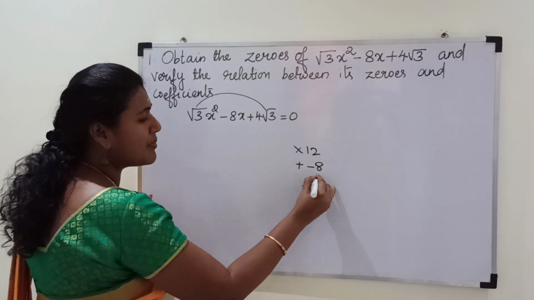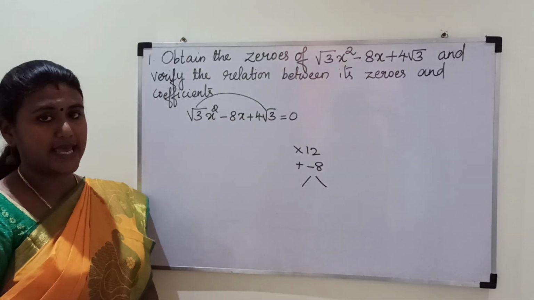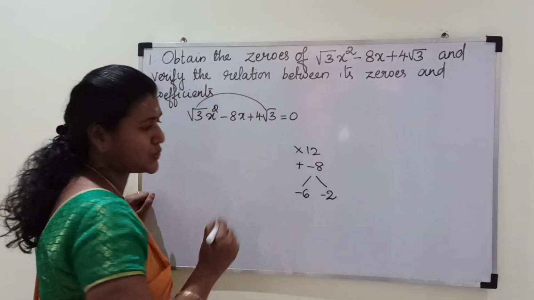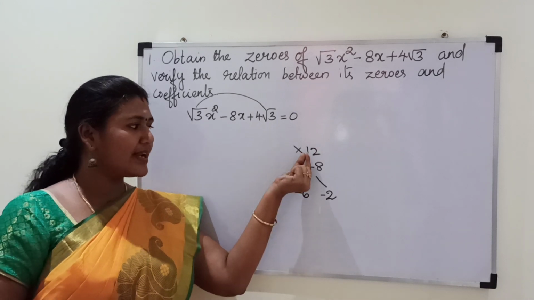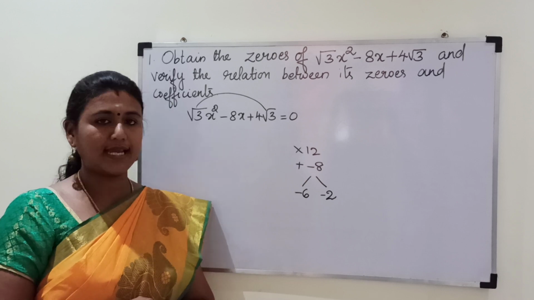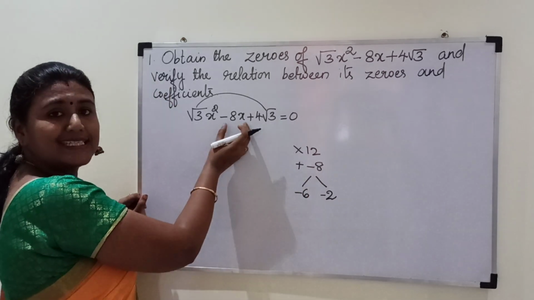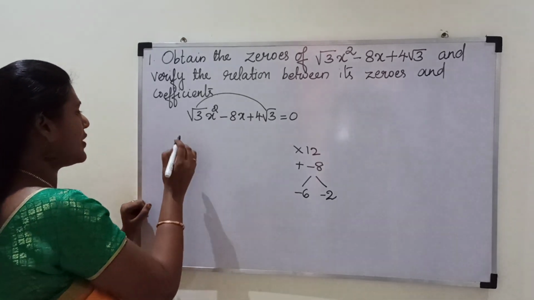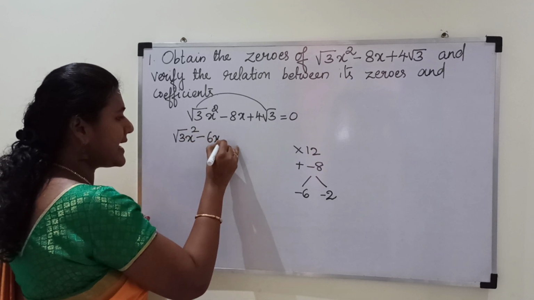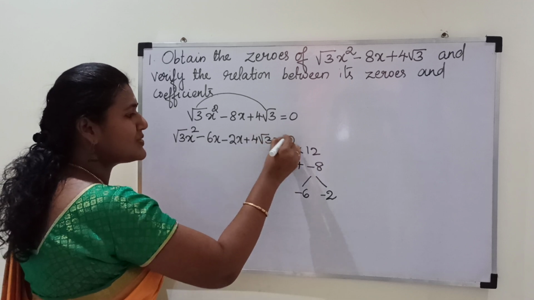So what are the numbers whose product is 12 and sum is minus 8? The numbers are minus 6 and minus 2. When you take the product, you will get plus 12, and when you take the sum of these two numbers, you will get minus 8. Now using these two values, we are going to split the middle term of this quadratic polynomial. So root 3x square minus 6x minus 2x plus 4 root 3 is equal to 0.